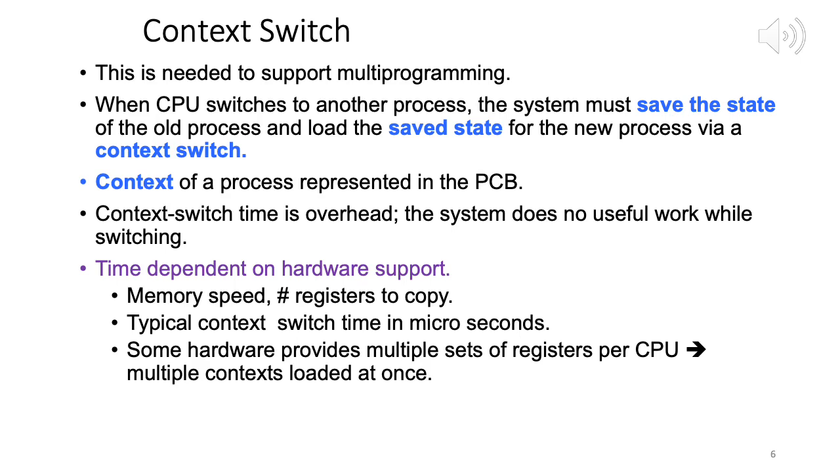Note that while you're saving the context of process A and then loading the context of process B, you're not really executing any process instructions. You just have memory accesses. So that time is overhead. That will not count among your useful work done. Therefore, the number of context switches has to be kept to a low number.